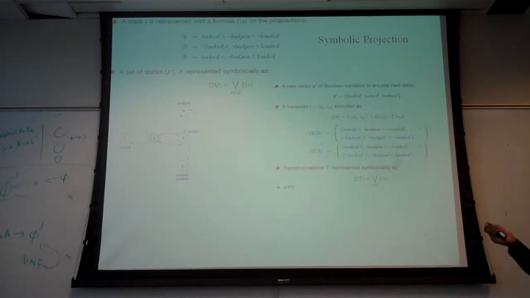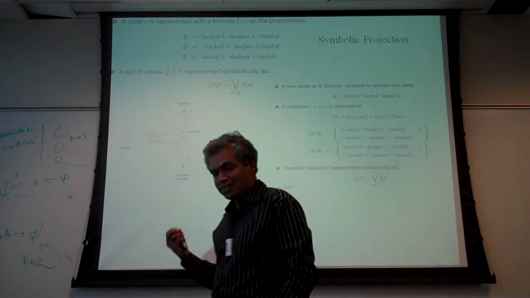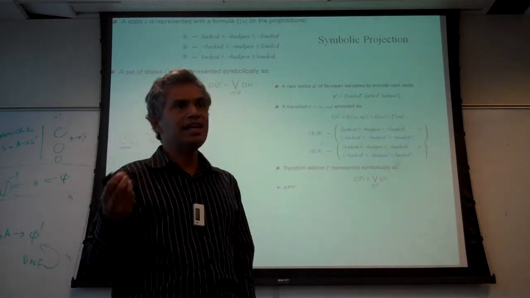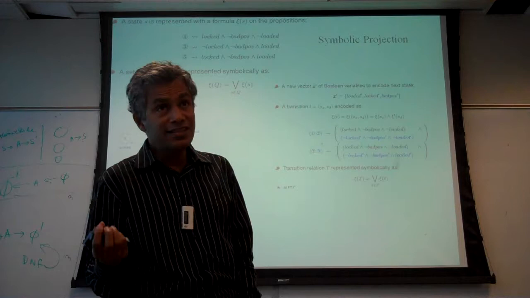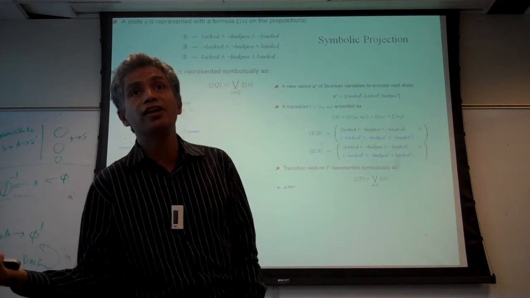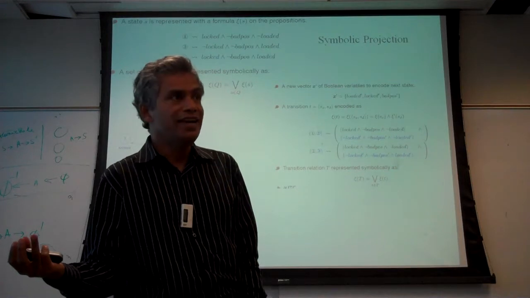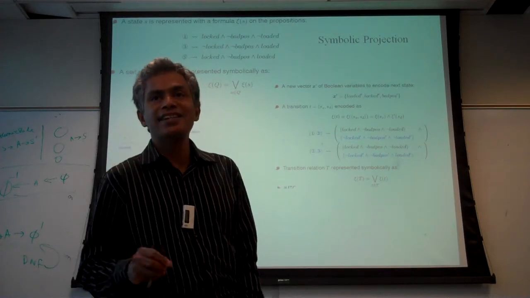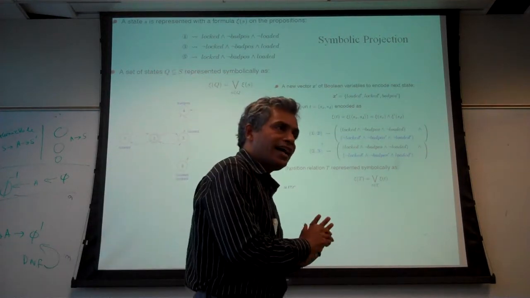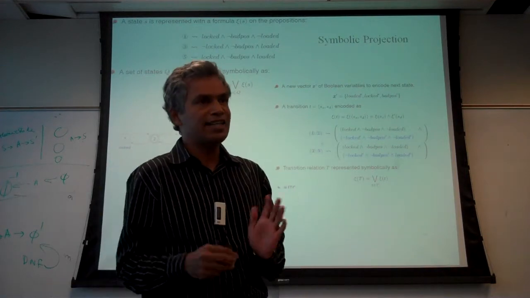What's more interesting is you can write the entire transition function itself as a BDD. A transition function is just all possible actions you can do from this state. So we're no longer talking about single actions. You can write the entire transition function itself as a BDD.